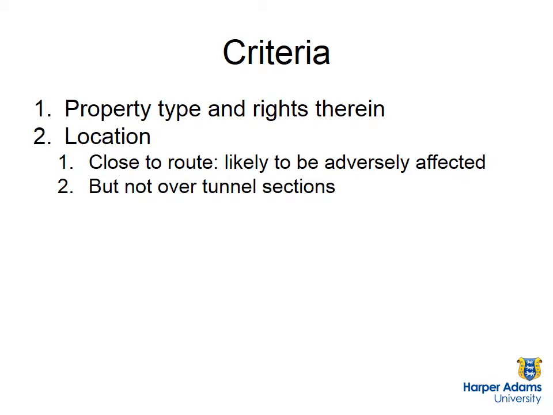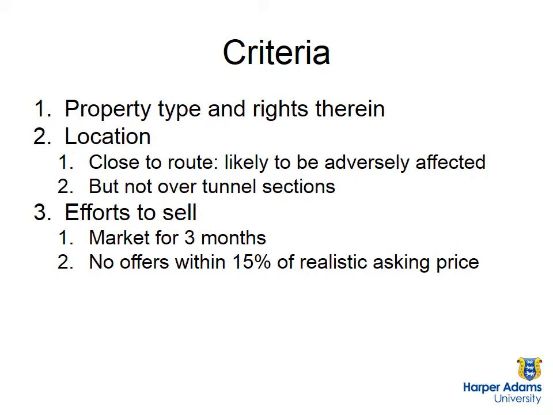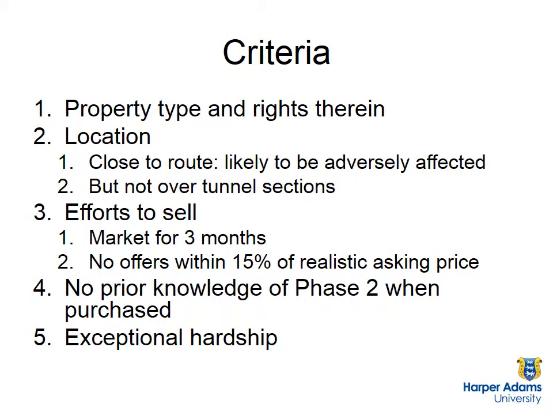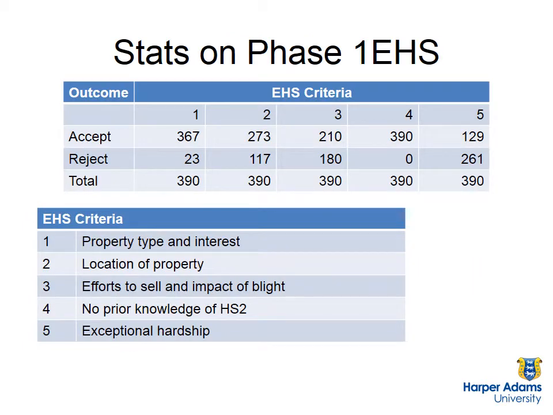The location. You must be close to the route and be likely to be adversely affected, but not over any of the tunnel sections. Efforts to sell must have involved your property being on the market for 3 months and receiving no offers within 15% of a realistic asking price. Fourthly, you must have had no prior knowledge of Phase 2 when you bought the property, and fifthly, you must be facing exceptional hardship.